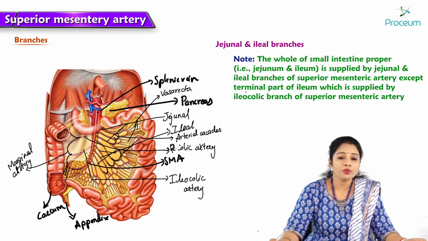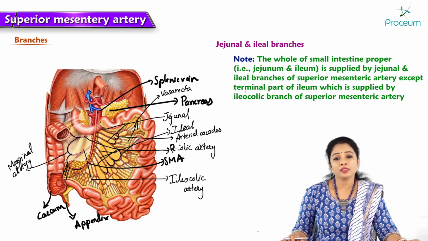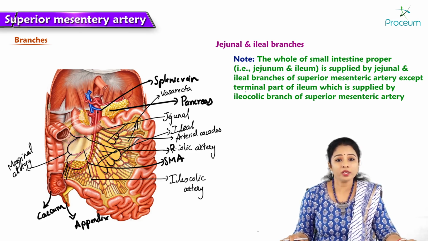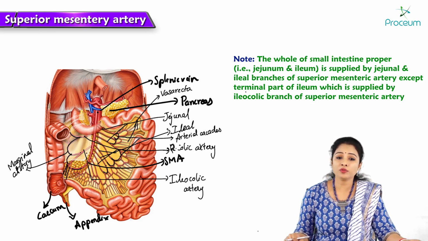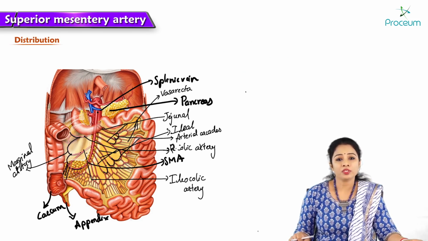One thing to be noted here: the whole of the small intestine proper, that is the jejunum and ileum, is supplied by jejunal and ileal branches of the superior mesenteric artery, except the terminal part of the ileum, which is supplied by the ileocolic branch of the superior mesenteric artery. Let's talk about the distribution of this artery.